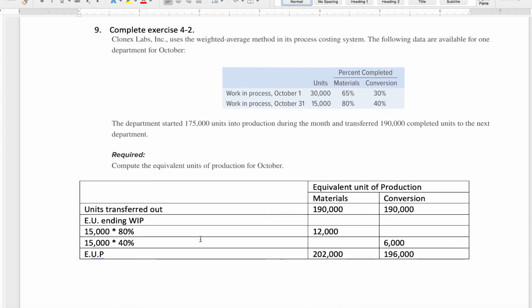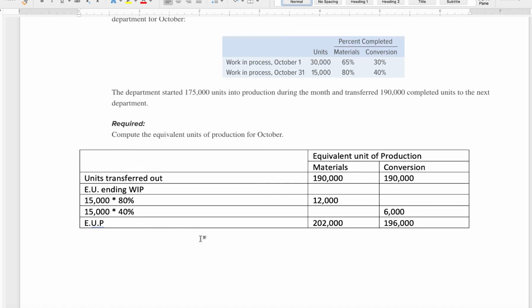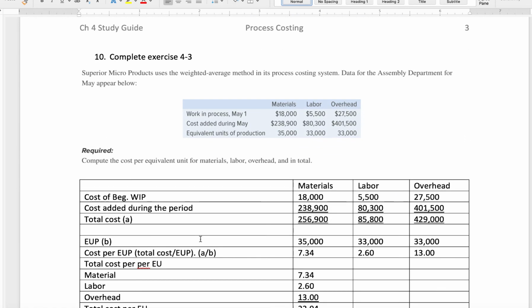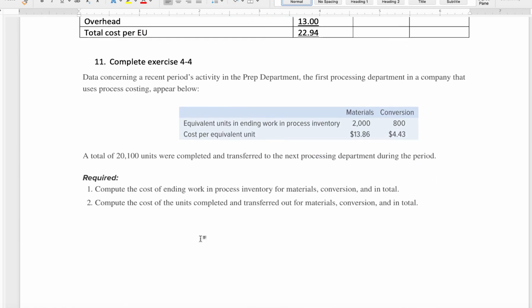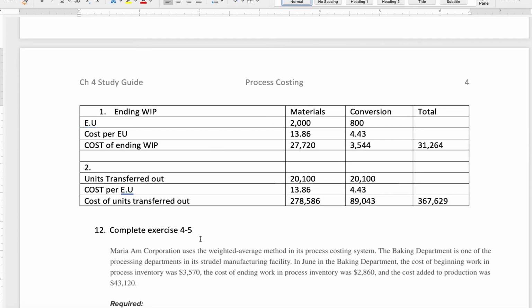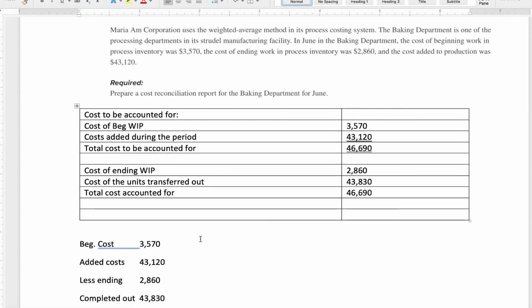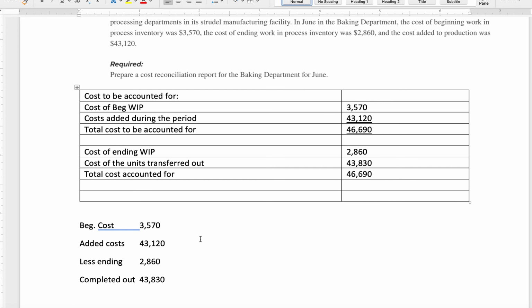How do you calculate the equivalent unit of production? How do you calculate the cost per EU? What are the total costs to be accounted for? And reconcile the costs.